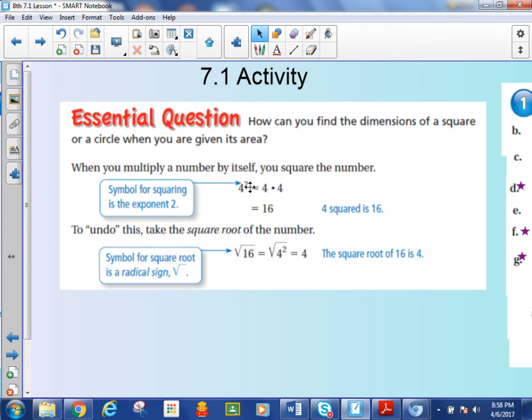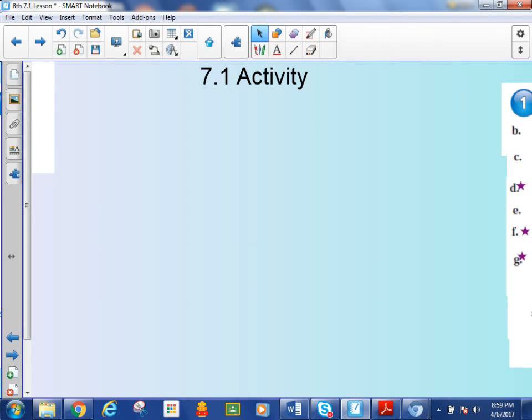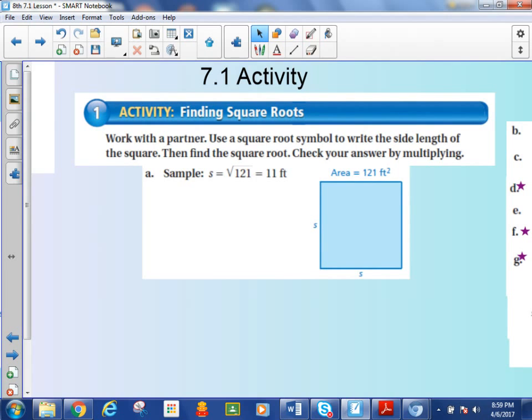And yes, you do have a square root key on your calculator. In this chapter, we're going to work with some ways that we can solve it if we didn't have a calculator. For the first part, we'll actually use a calculator to help us a little bit. So it says use a square root symbol to write the side length of the square, then find the square root. Check your answer by multiplying.